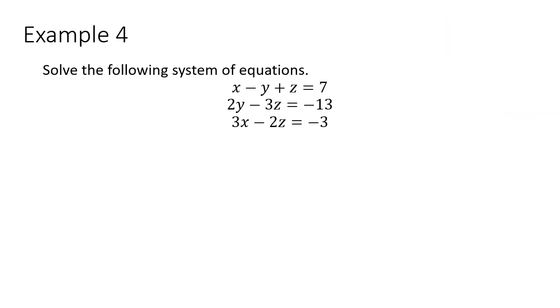Let's take a look at one more independent system, one more system that has a unique solution. And the point of illustrating this one is that not all three equations need to have all three variables. If you take a look at this system, we've got x minus y plus z is equal to 7, so that one's got an x, a y, and a z. But in the second equation, we just have 2y minus 3z is equal to negative 13, so that one has no x. And then in the bottom one, we've got 3x minus 2z is equal to 3, so that one has no y.